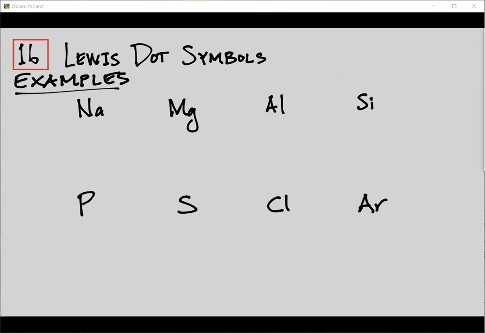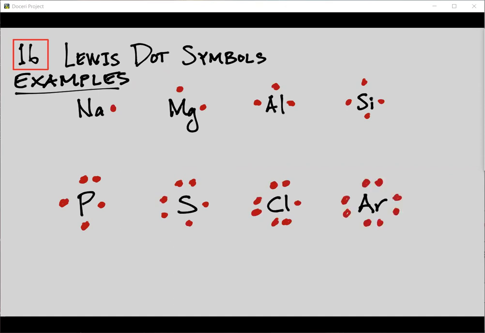So sodium, being in group 1, would have 1 valence electron. And so you would put a single dot around it. So this is the Lewis dot symbol for the sodium atom. For magnesium, magnesium is in group 2, and so it has 2 valence electrons. You would put 2 dots surrounding magnesium. And then aluminum would have 3, silicon 4, phosphorus 5, sulfur 6, chlorine 7, and argon 8 valence electrons.